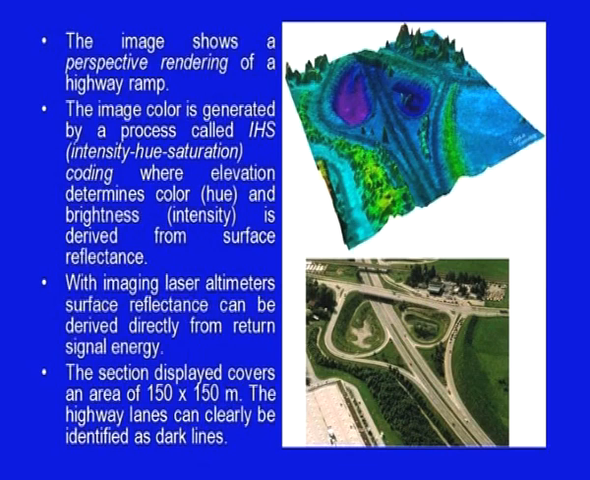This particular slide shows the perspective rendering of a highway ramp. The image color is generated by a process called IHS, that is intensity hue saturation coding, where elevation determines the color, that is hue, and the brightness, that is intensity, is derived from the surface reflectance. With imaging laser altimeters, surface reflectance can be derived directly from the return signal energy. The section displayed here covers an area of 150 meters by 150 meters. The highway lanes can clearly be identified as dark lines in the image.